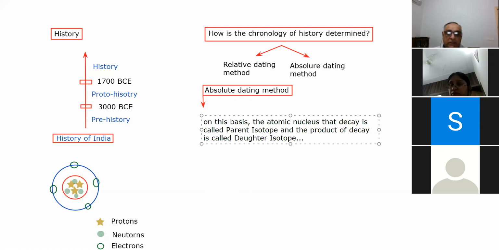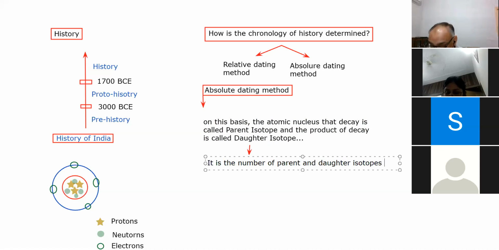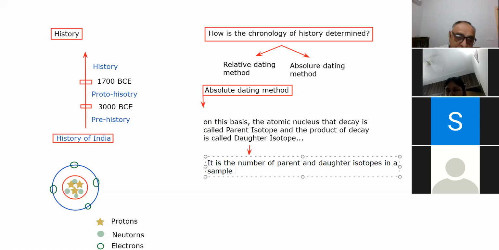After decay, what remains is called the daughter isotope. It is the number of parent and daughter isotopes in a sample. When we take a sample, we see how many parent isotopes and daughter isotopes there are in it.